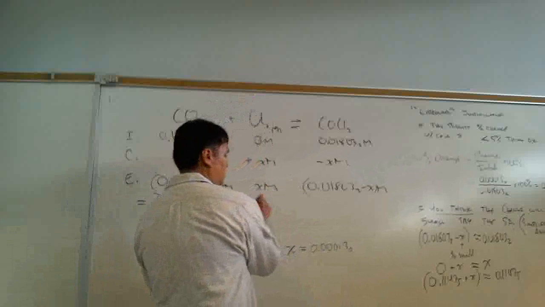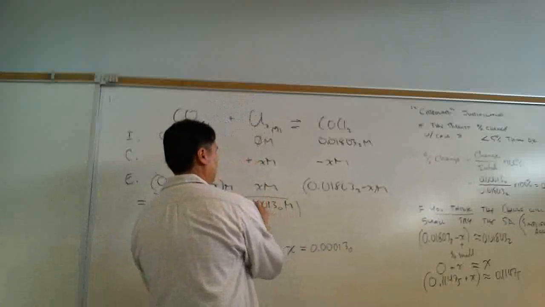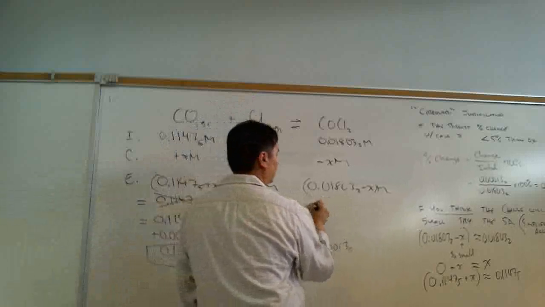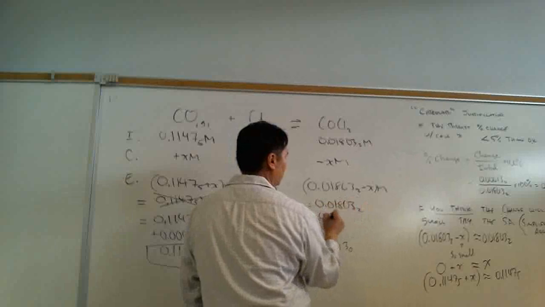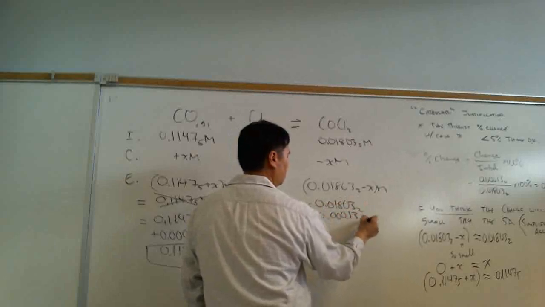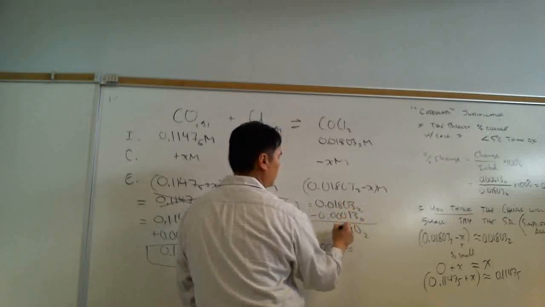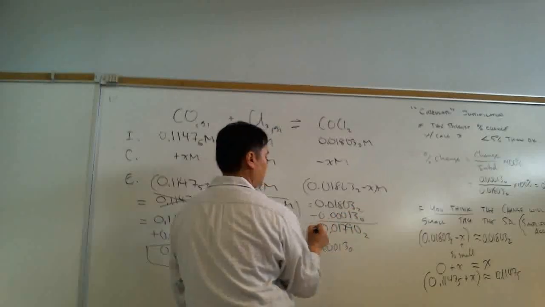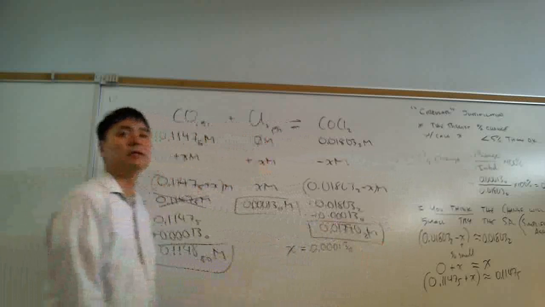Over here, this is going to be 0.00130 molar. And then over here, we're going to go ahead and calculate 0.018032 minus 0.000130. And so that gives us 209,710 molar. And so we lost a little bit.